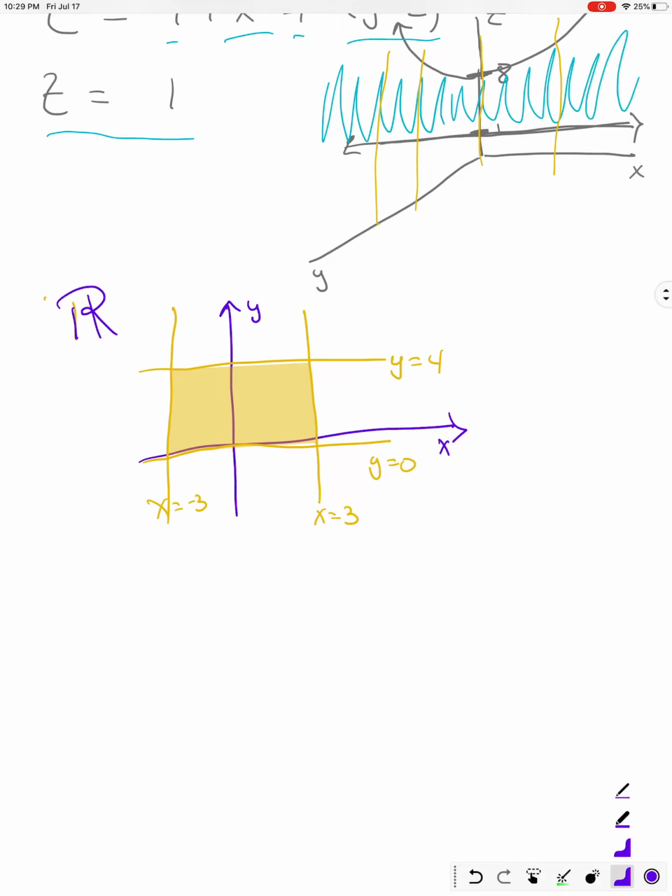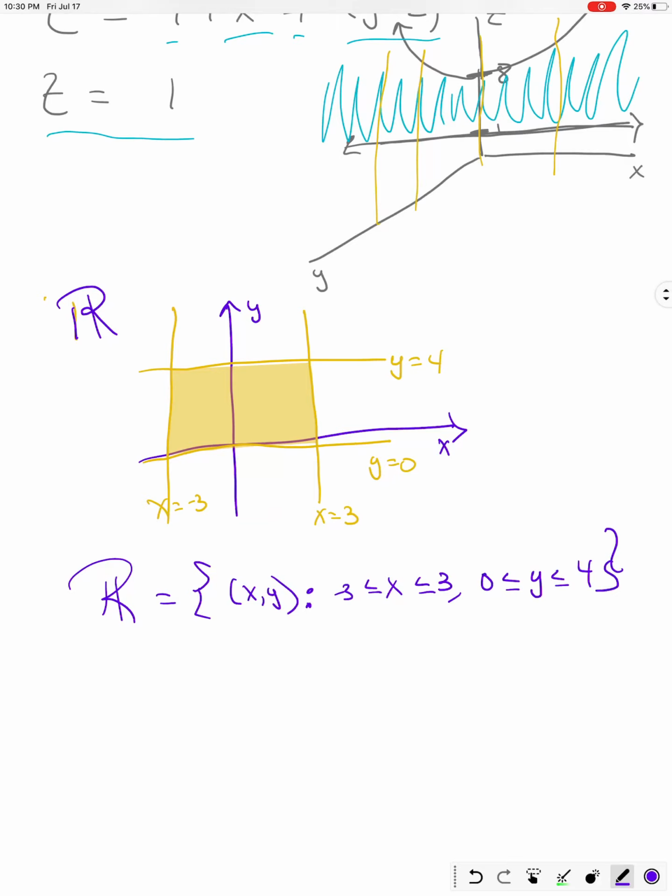I'm calling that fancy R for the region. So then my region R is equal to the x and y's such that x lies between -3 and 3, and y lies between 0 and 4. So that's my region. So I need to integrate the stuff that's below this 2D curve and above that curve. So how do I do that?